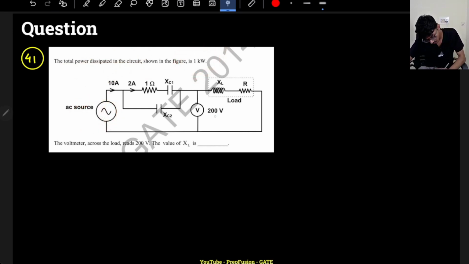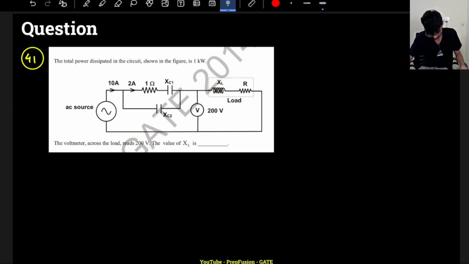So they are asking what the voltmeter will read. If the voltmeter across a load reads 200 volts, then what is the value of XL? What is the value of XL if the voltmeter reads 200 volts?